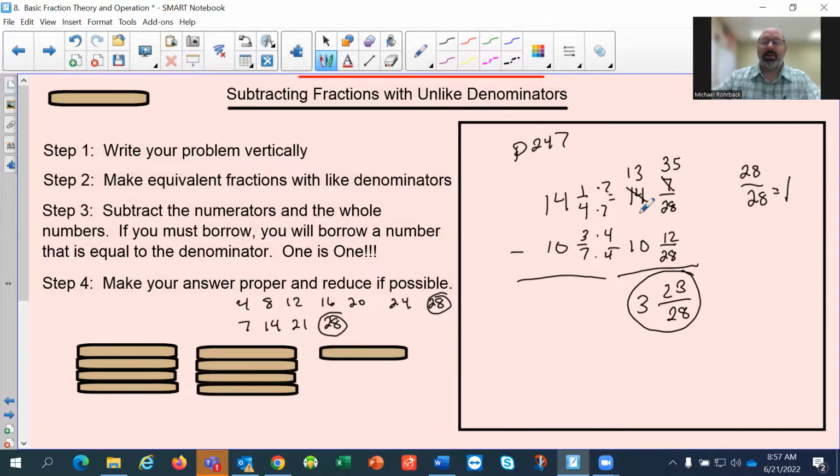All right. Good luck borrowing fractions with unlike denominators. Take your time. Make sure you understand it. This is a very important concept. And I'll see you next with multiplying and dividing fractions, which are actually easier than this. Good job.